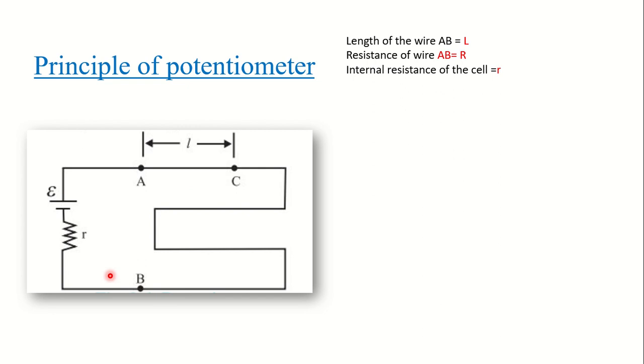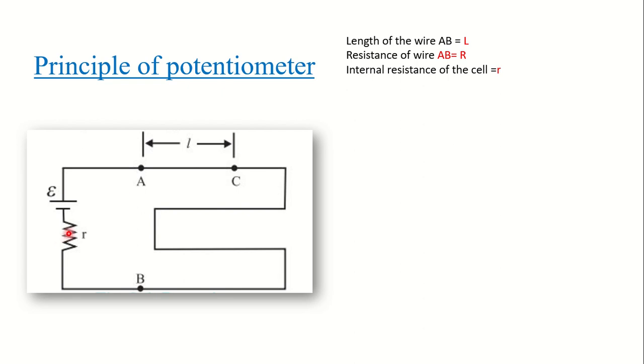Now you consider the length of the potentiometer wire to be equal to L. Capital L represents the length of the wire between A and B. It can be 4 meters, 6 meters, 8 meters or 10 meters depending on the potentiometer that you are using. Now the total resistance of this wire is equal to capital R. The total resistance of the wire is equal to capital R.